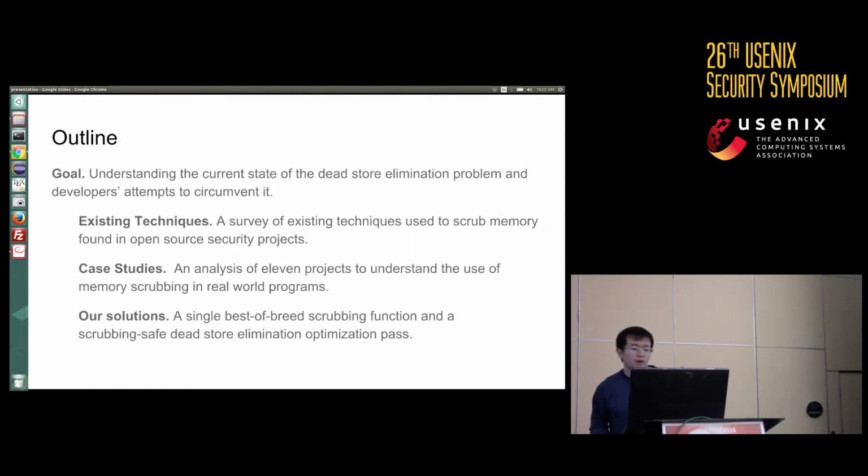So in this paper, our goal is to understand the current state of the dead store elimination problem and developers' attempts to circumvent it. I will start first with a survey of existing techniques. Among more than half a dozen techniques we found, several are flawed, and none are both universally available and effective. Then I will talk about our case studies to help you understand the use of memory scrubbing in reality. Last but not least, I will present our solutions to this problem.